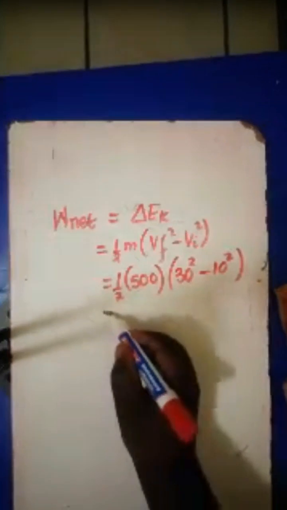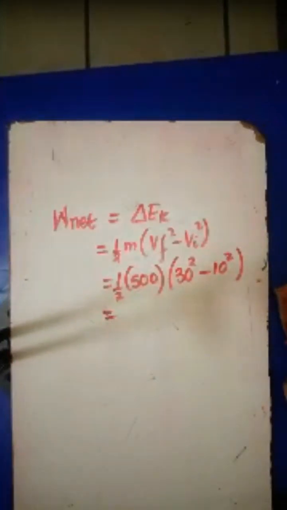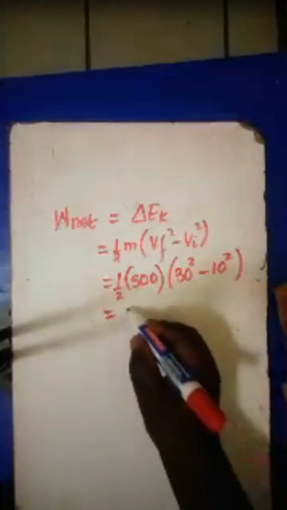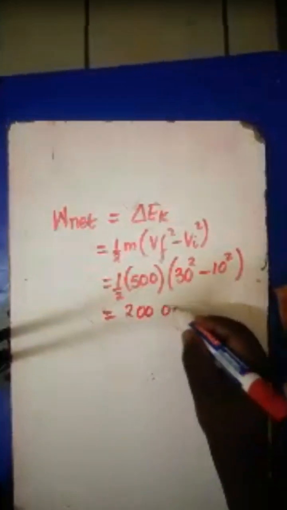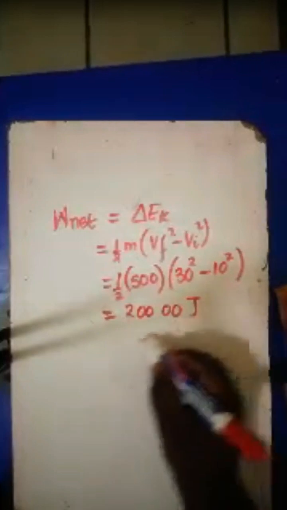Who can quickly simplify the answer for me? Let's have the answer, colleagues. Thank you so much. 200,000 J. Then I have got work now.